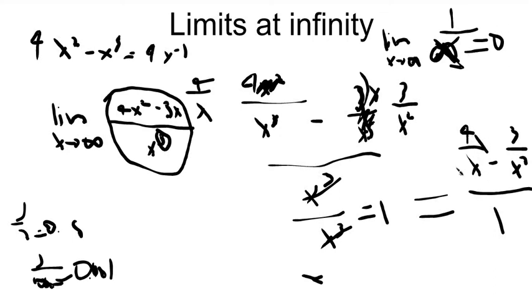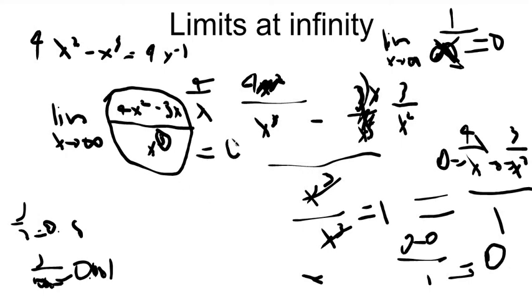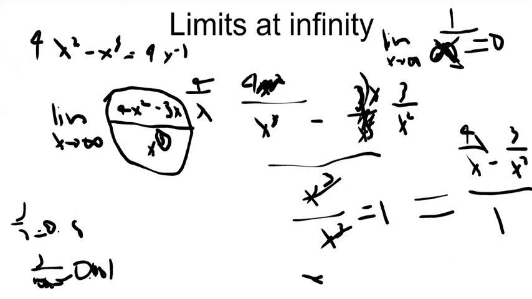So 4 divided by x, okay, 0. 3 divided by x squared, 0. What's 0 minus 0 divided by 1? 0. So the limit as this approaches infinity is 0 as well. Okay, so that's basically all you need to know on limits.